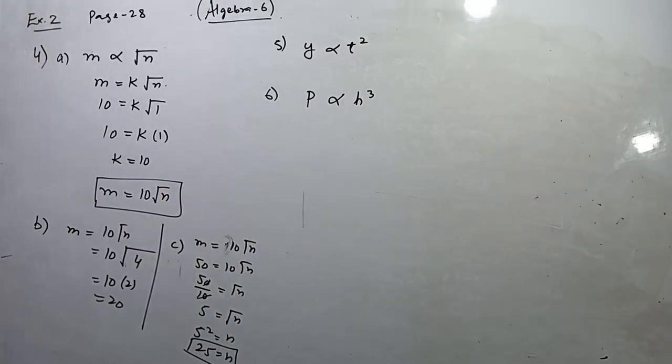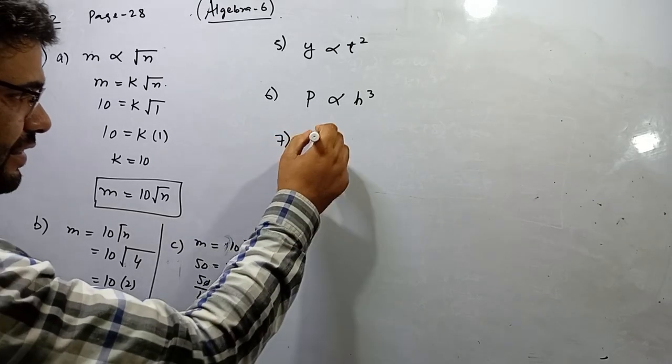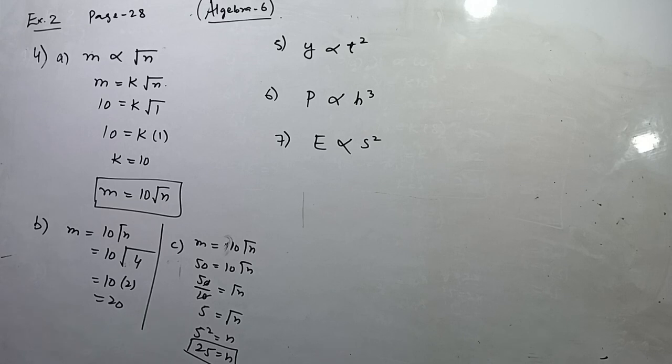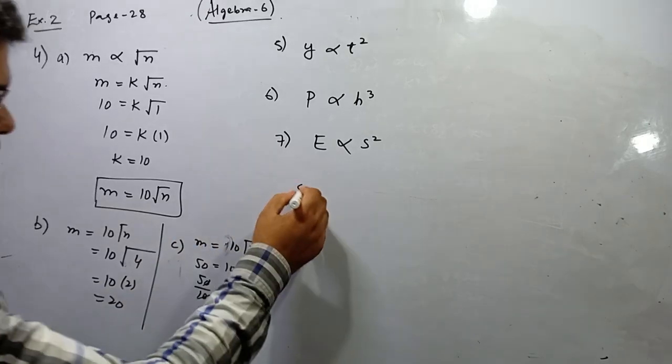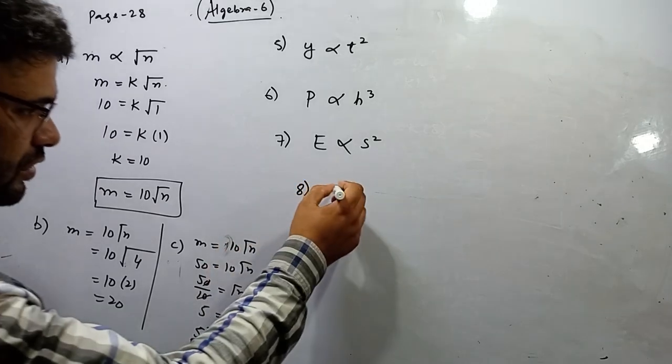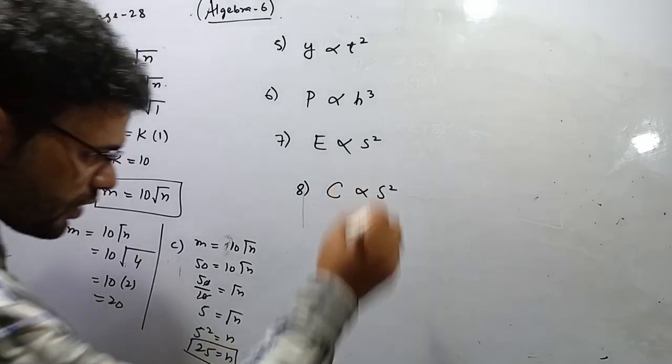Seventh one, the kinetic energy E of an object varies in direct proportion to the square of its speed. That is seventh one. E is directly proportional to the square of the speed. Then you can easily do it. Now eighth one, the cost of fuel per hour, C, to move a boat through the water is directly proportional to the cube of its speed, S. So C is directly proportional to S cube.